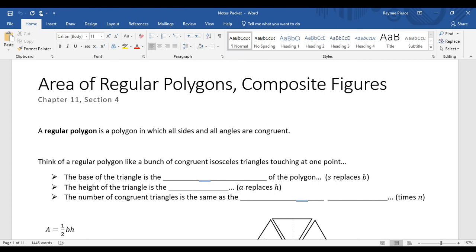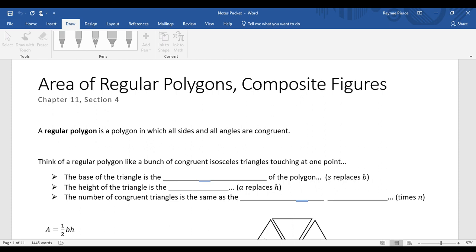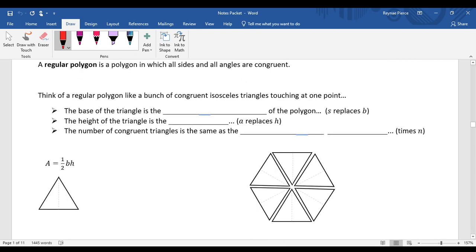Section 4, we're going to break into two different videos. The first one will be talking about the area of regular polygons. Just keep in mind that a regular polygon is a polygon that has congruent sides and congruent angles. So like a square is a good example of a regular quadrilateral.